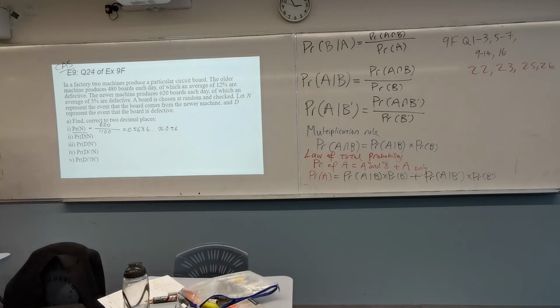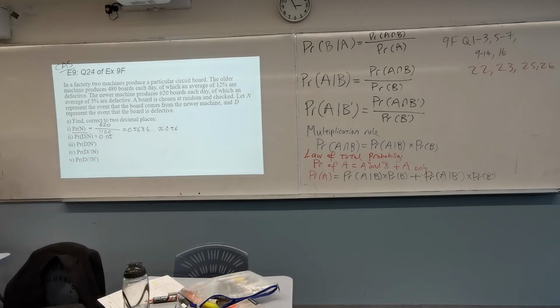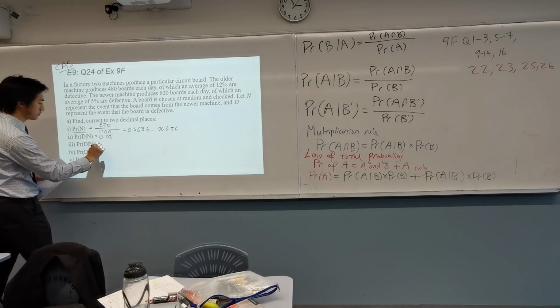Can you see? 5%, right. Out of the new boards, 5% are defective. So let's just write that down, 0.05. The next answer is also in the question. The probability that the board's defective, given that it's not from the new machine. 0.12.